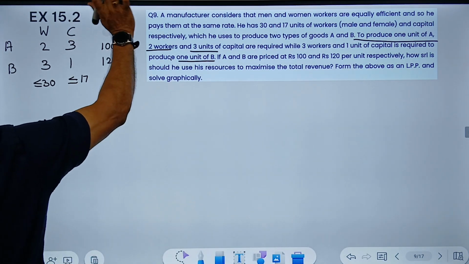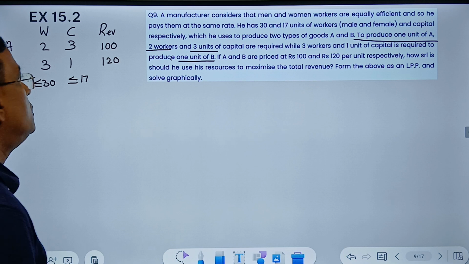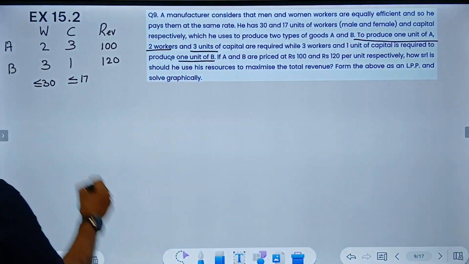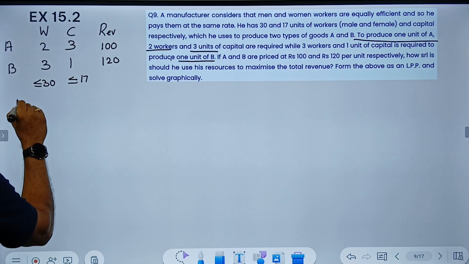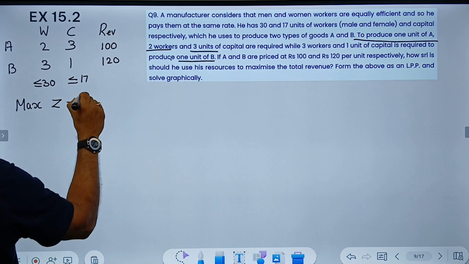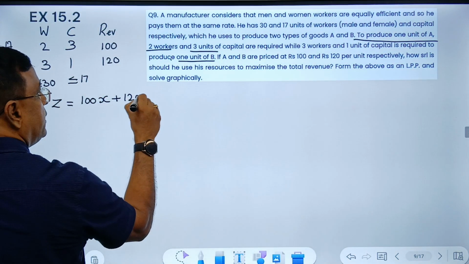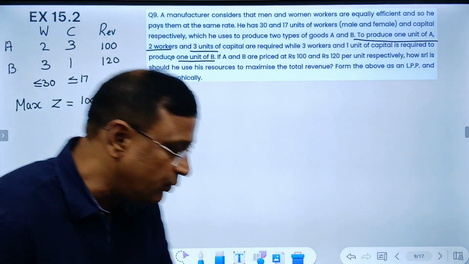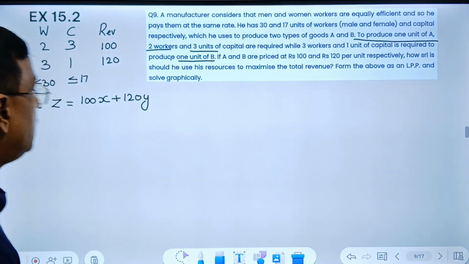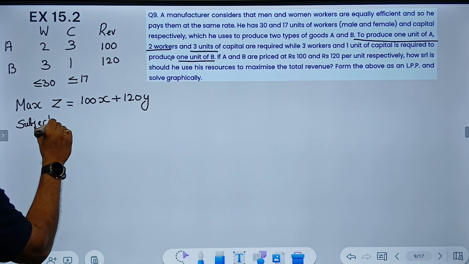In fact, this is the revenue for him. This is what he sells at. So now what will you do to maximize the total revenue? Maximize Z equal to, what is the total revenue? 100x plus 120y. Subject to, what are the constraints?